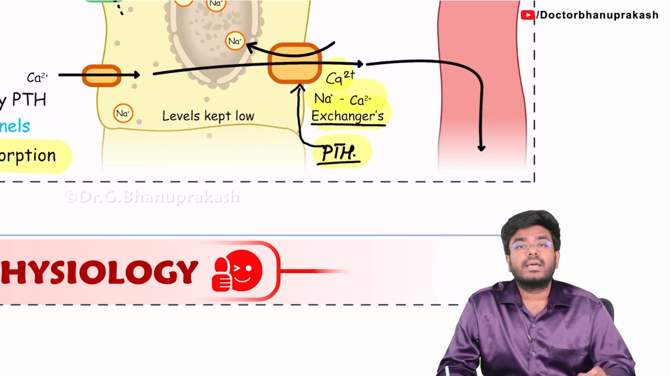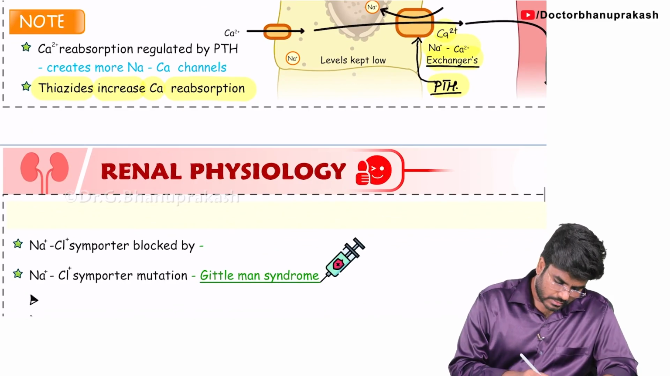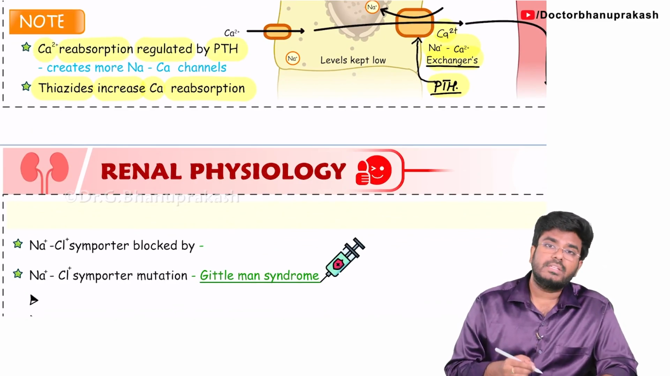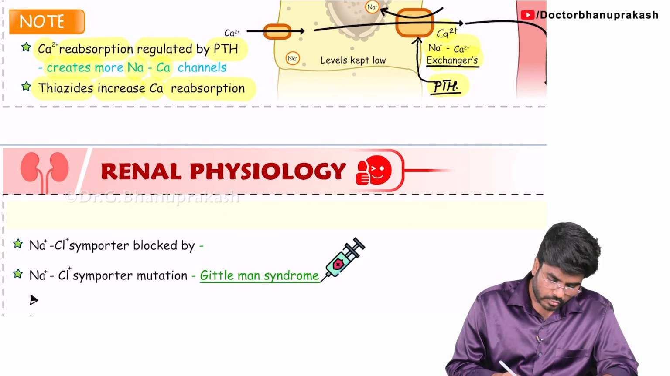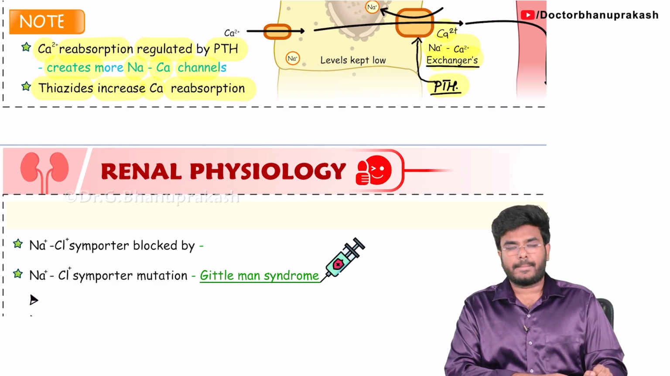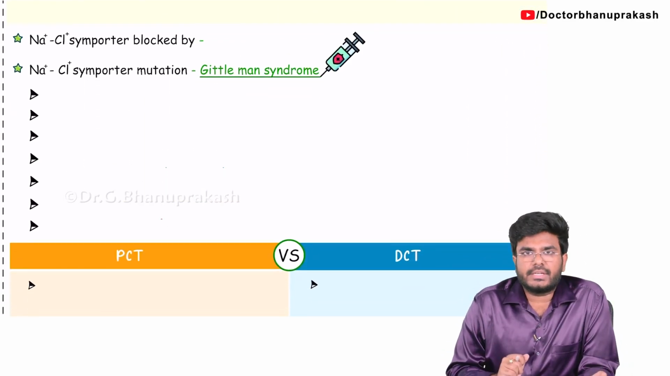So parathyroid hormone acts on the DCT and increases the number of sodium calcium exchangers, so increasing calcium reabsorption. So calcium reabsorption is regulated by which hormone? Parathyroid hormone. What will PTH do? Parathyroid hormone creates more sodium calcium exchangers, so more calcium will be reabsorbed. Done. Now let's go into a little pharma and medicine integration.